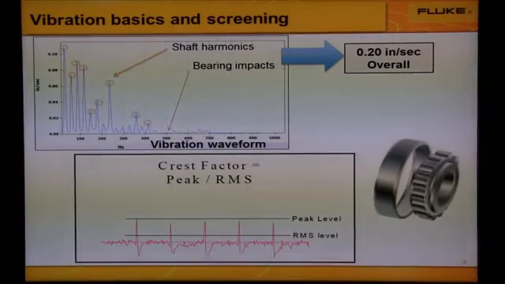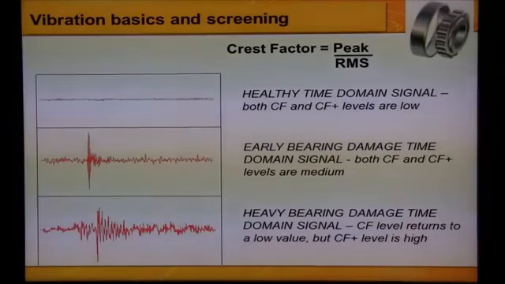See the graph at the bottom. In an effort to better identify early signs of bearing damage, some analysts began using crest factor, which is the ratio of peak over RMS of a time domain. RMS is root mean squared. Crest factor is very good for identifying early signs of bearing wear.